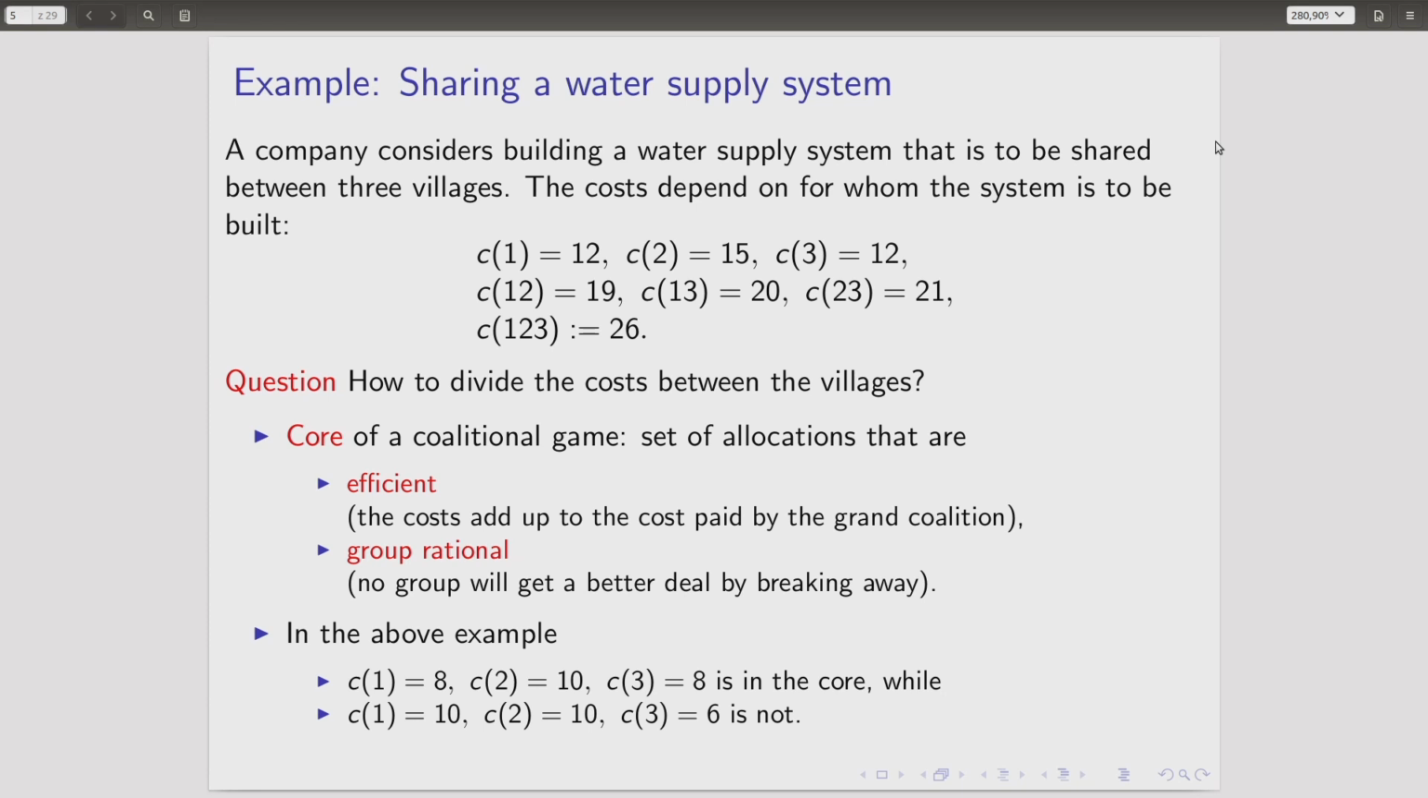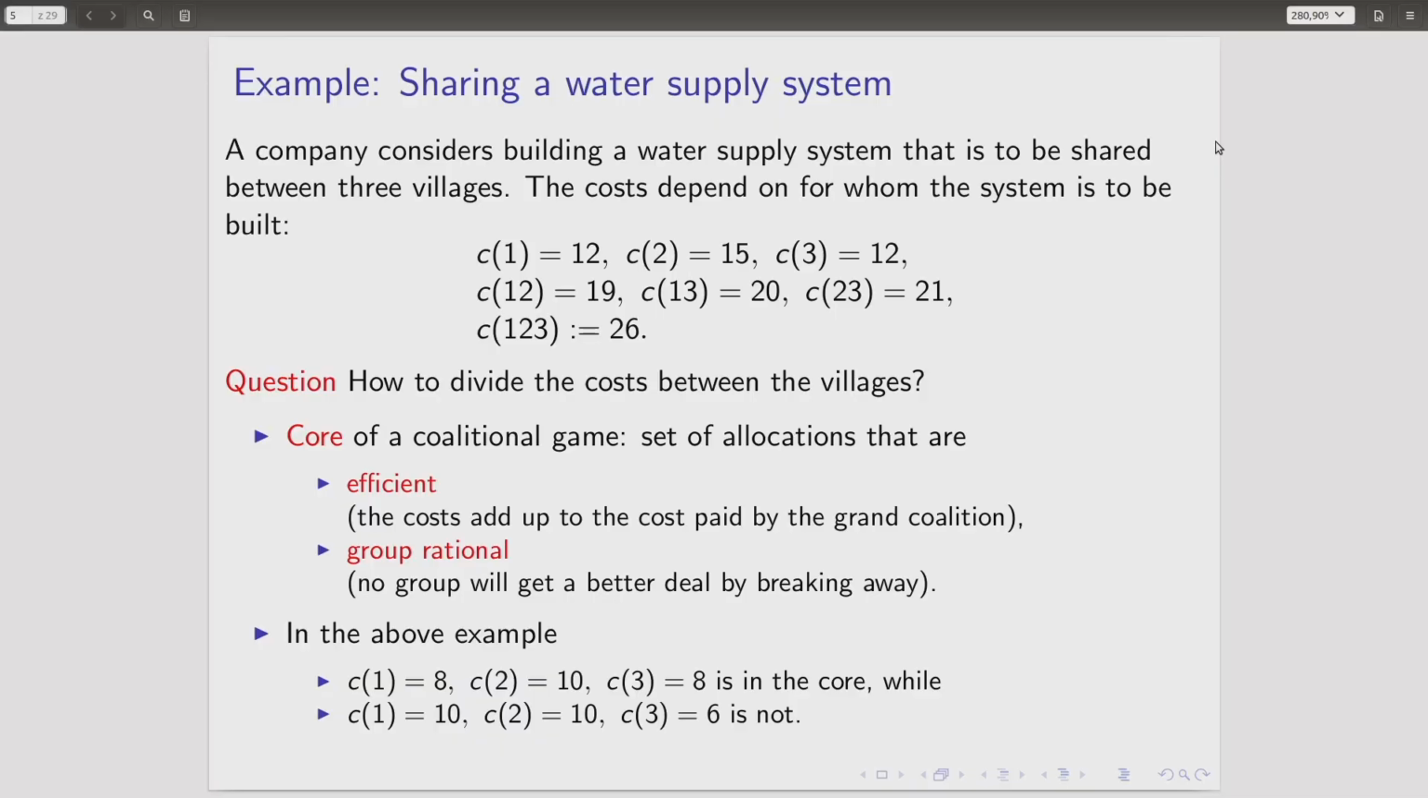Now, the second one, I claim it is not a good way of dividing the total costs. You see that it all adds up to 26, which is the cost for all 3 villages. But which 2 villages would consider that it's not a good deal? I don't see. Sorry? Exactly, because if they would ignore this deal, they could come up with a better solution. If they had gone separately, they would pay only 19. So this is the informal definition of a core.